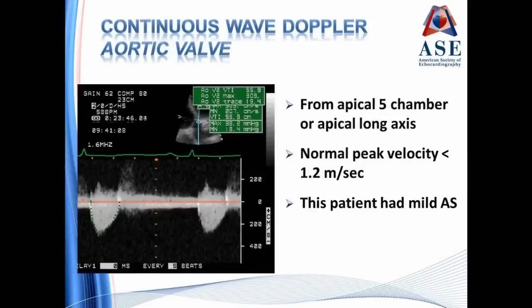We also can put continuous wave across the aortic valve and measure peak velocity. We assume that the peak velocity comes right at the aortic valve orifice. This is done again from the apical 5-chamber view. This patient has a peak velocity over 2 meters per second, and they actually have some mild aortic stenosis.